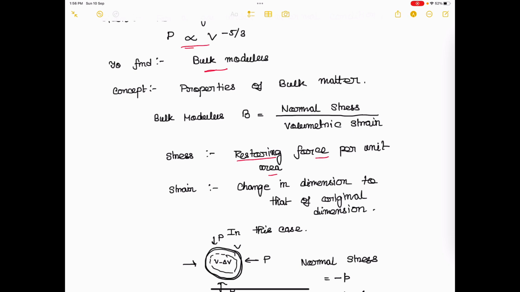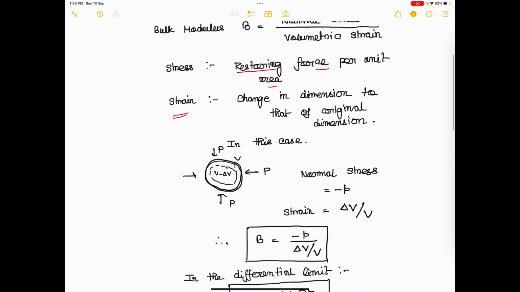So if a force per unit area is applied from outside on a particular volume, then the restoring force applied by the body to come back to its original position is nothing but the stress. Strain is the change in dimension relative to the original dimension. Suppose this is the actual volume V. Now if pressure P is applied from outside, that is the normal force per unit area, the volume decreases to V minus delta V.